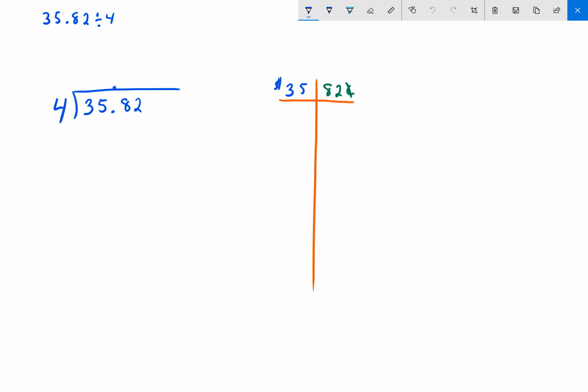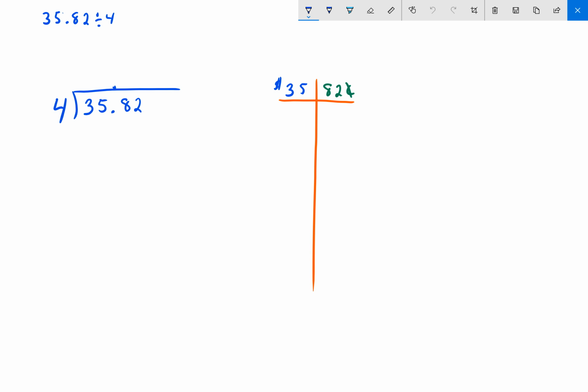Alright, so I'm going to do a quick video on division, and it's kind of interesting. If I had 35.82 divided by 4, that seems like a math question nobody would actually ever ask. But let's say you had $35.82, and you want to divide it into 4 groups for 4 people.